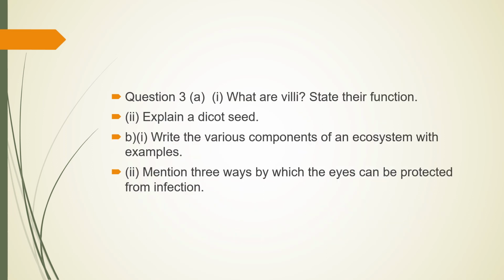Now this is question number 3. What are villi? State their function. Explain a dicot seed. Write various components of an ecosystem with examples. Mention 3 ways by which the eyes can be protected from infection. So mention any 3 ways by which you can protect the eyes from infection.